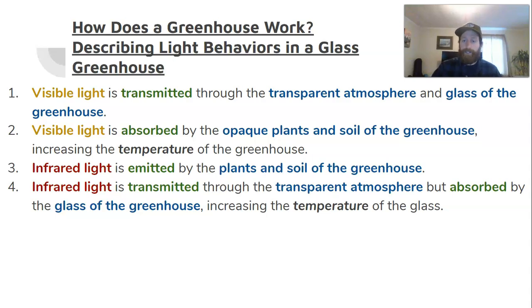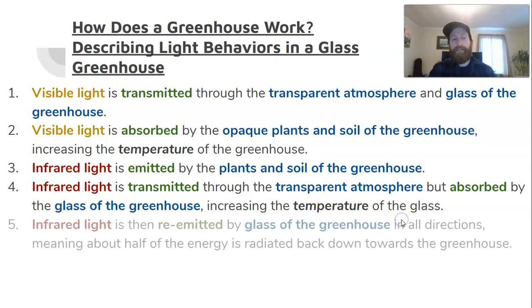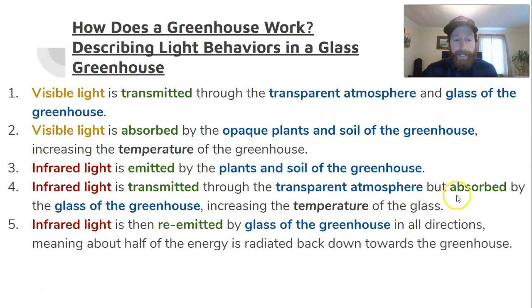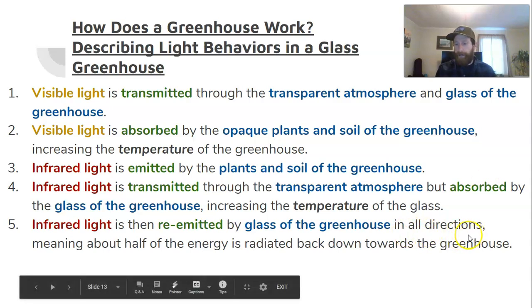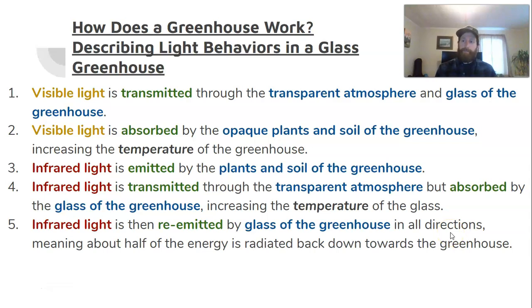Think back to that image of the glass plate with the person's hand behind it. We couldn't see their hand in infrared behind the glass plate because glass absorbs infrared light. So the glass starts to increase its temperature, and then the next thing that happens is infrared light is re-emitted by the glass of the greenhouse in all directions. And I want to emphasize that. That's an important piece. It's in all directions. So some of that infrared light is emitted on the outside and does still head back towards space, but some of it is also emitted on the inside back down towards the floor of the greenhouse.